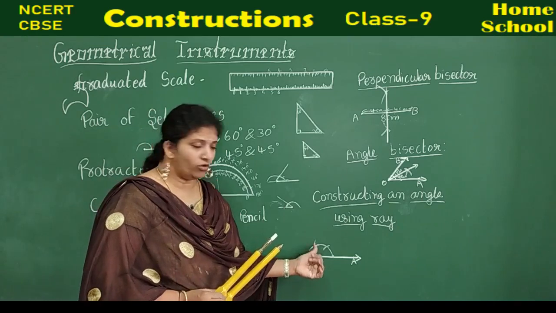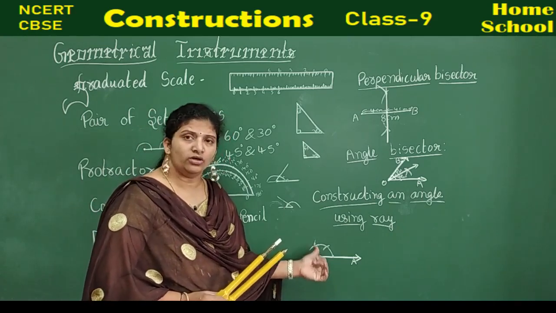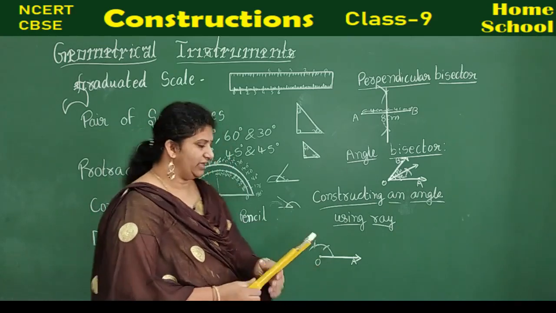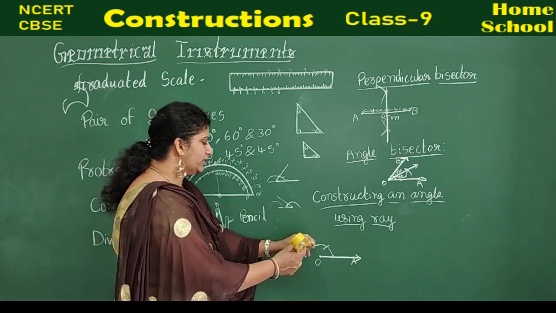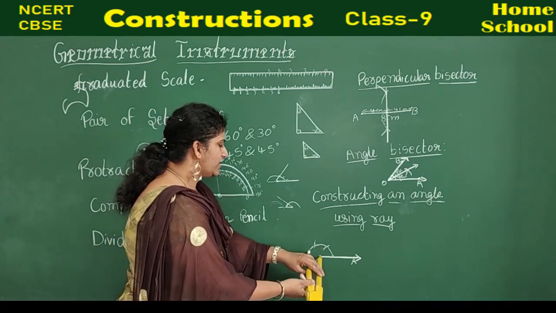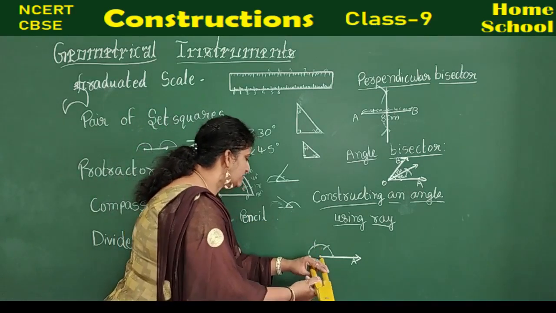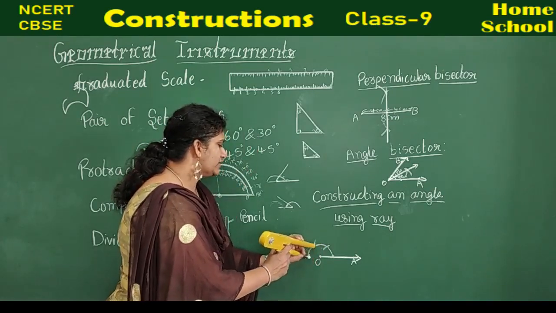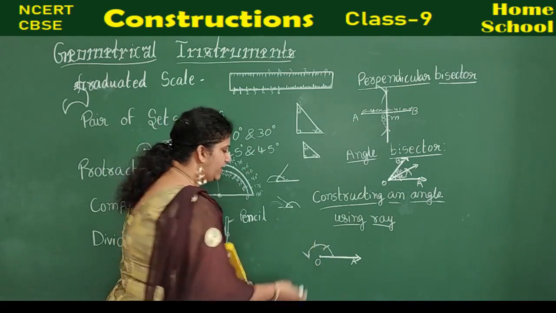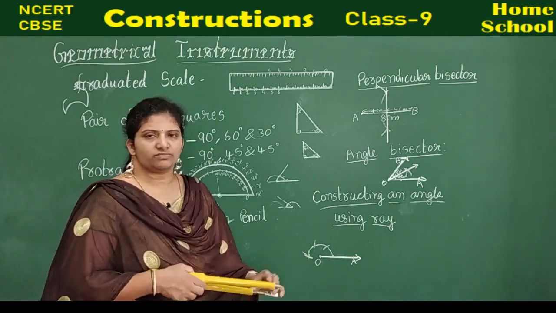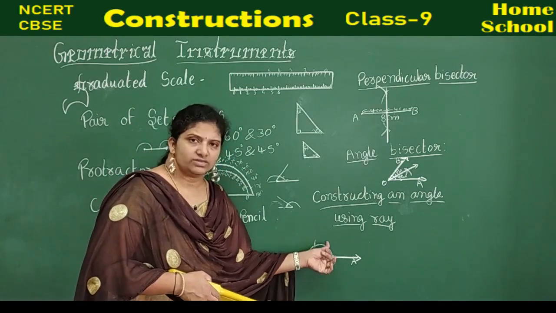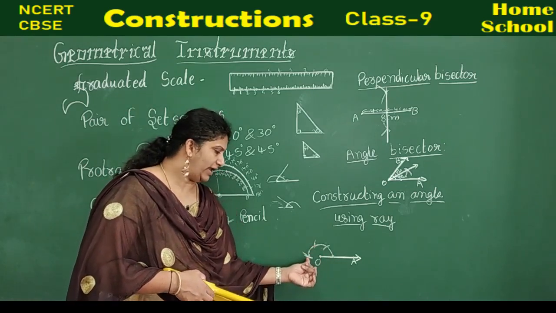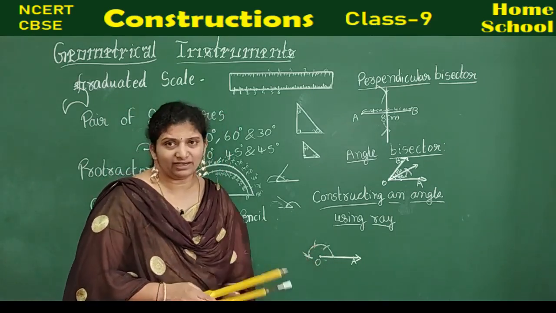Second arc, if you join this point to O, it will be 120. Then where will be the third arc? Suppose you extend your semicircle. You can see carefully from this intersecting point, it will be 180. So observe here carefully, 60, 120, 180 means it will be on this straight line.